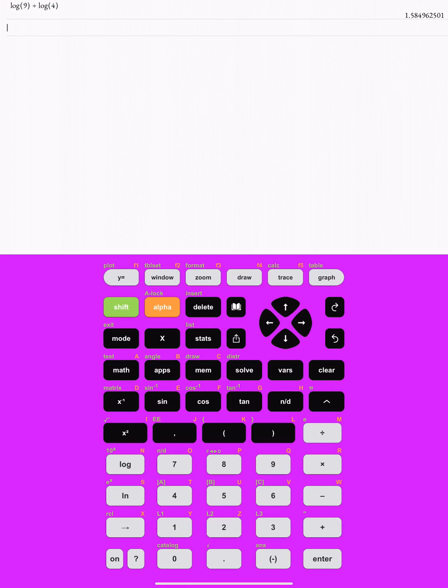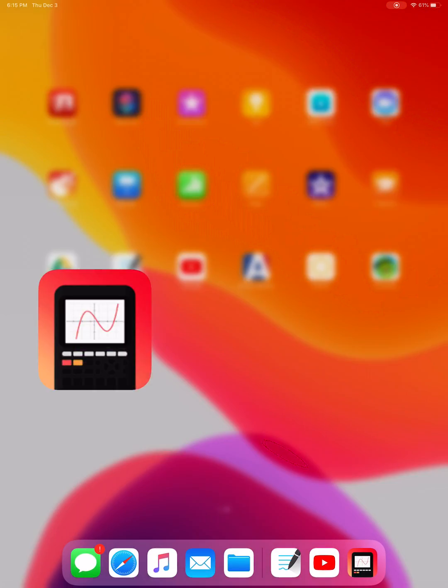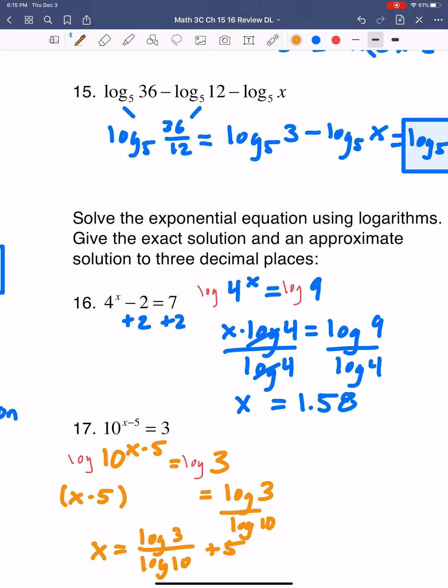Okay, and I'll go ahead and punch that into my calculator. I'm going to do it in 2 steps. I'm going to do log 3 divided by log 10. I'm going to get my answer, and then I'm going to add 5 to that. And I get 5.477, so I'll round that up to 5.48.